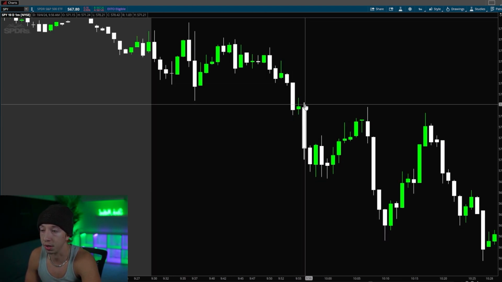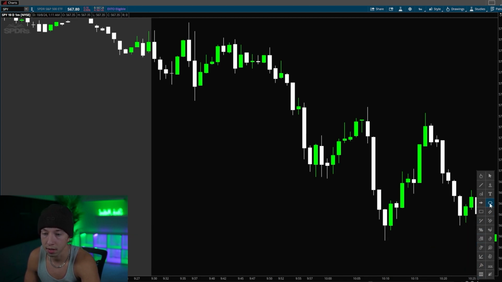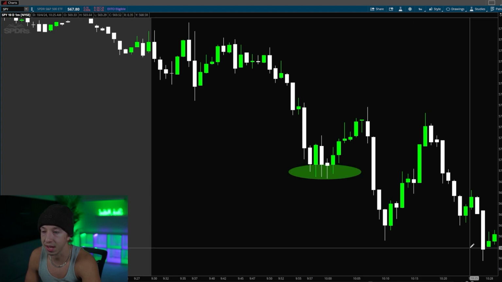We're finally picking direction, green to red. We're starting to slow down in this area, which is how it usually is. We're starting to hold up in this area. Guess what? We're right at that 570 area.